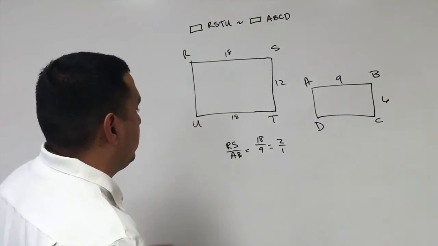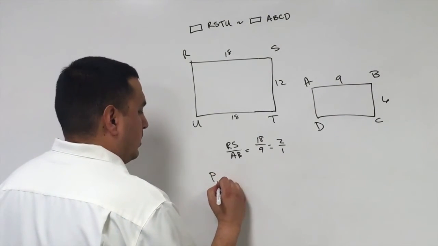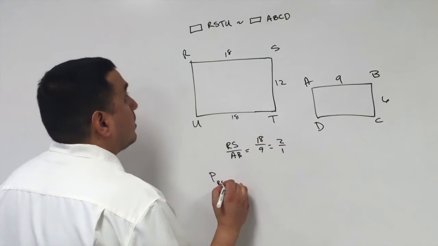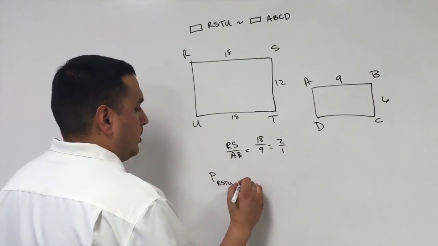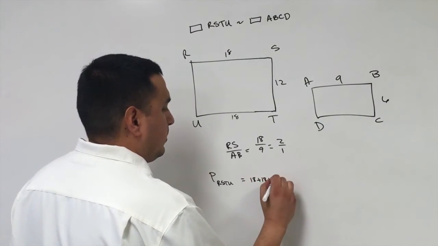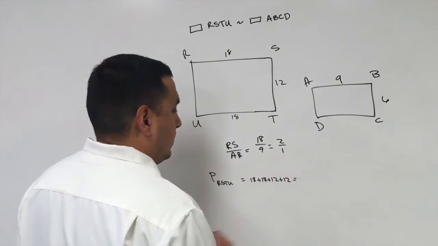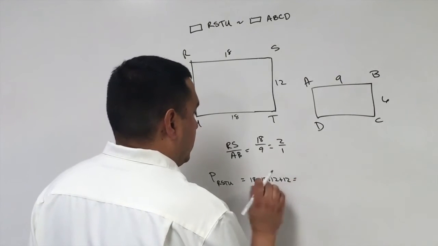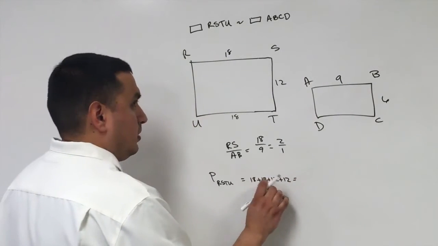Okay. Now what I'm going to do is I'm going to look at the perimeter of RSTU, okay, which means I have to add up all my sides. So 18 plus 18 plus 12 plus 12. Okay, that's going to come out to be 60.